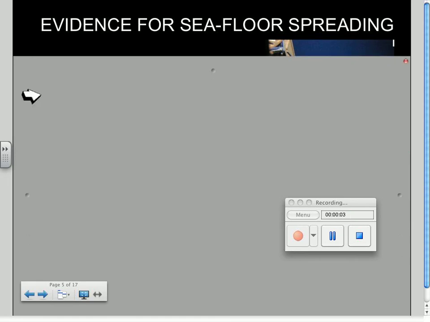Okay, so we've talked about seafloor spreading now, and one of the things is we need evidence for this process. Because if I were to send you to the middle of the Atlantic Ocean and send you down in a submersible so that you could go see one of these underwater volcanic mountains, you in fact would not see the seafloor spreading. You would not see the motion.